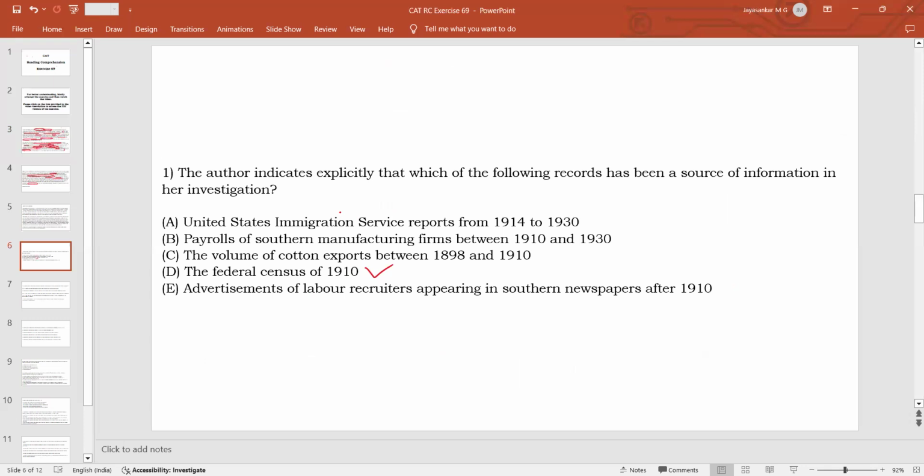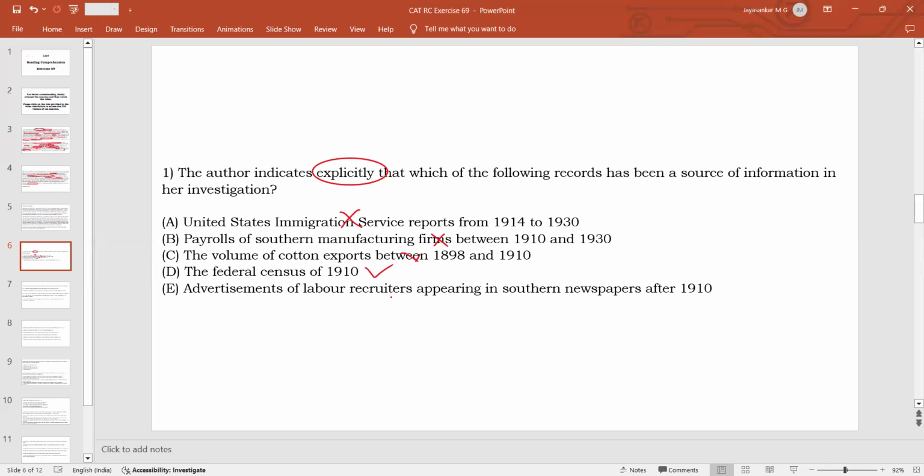The passage is not saying anything about the United States Immigration Service. It is not saying anything about payrolls, about the volume of cotton exports, or about the advertisements of labor recruiters. It only says that through the labor recruiters and the black press, the workers got to know that the wages were higher in the northern United States. The question is, which is the explicit record indicated by the author? Explicit means very clear, without any ambiguity or doubt, very directly stating which record the author is stating directly. So this is not at all stated.